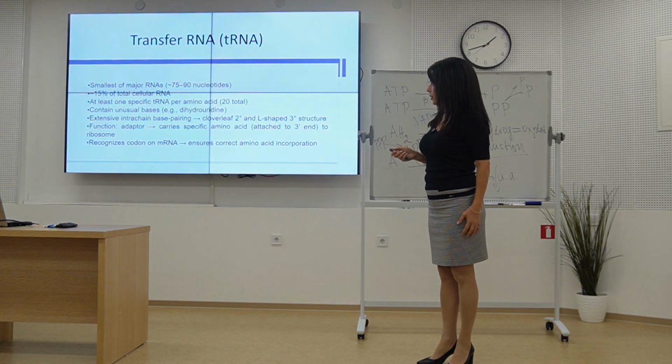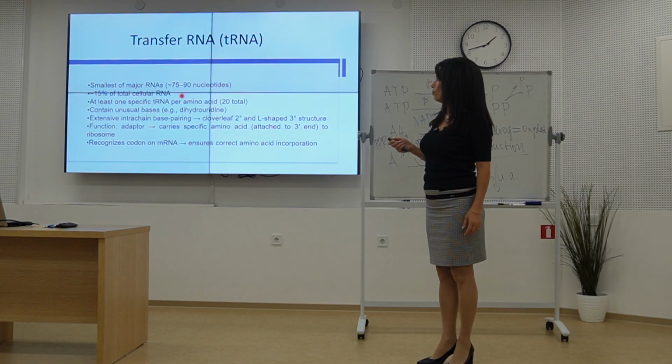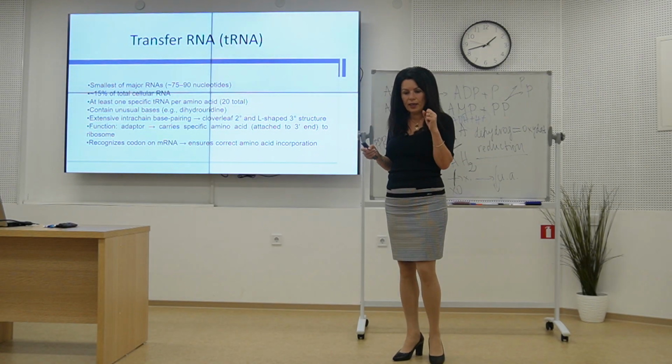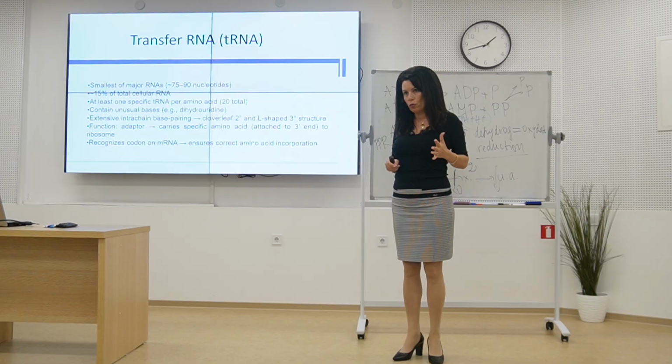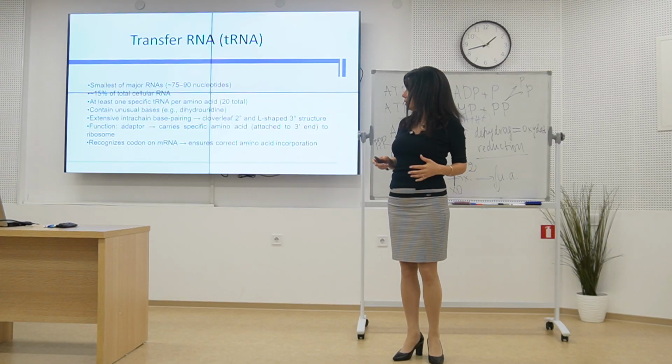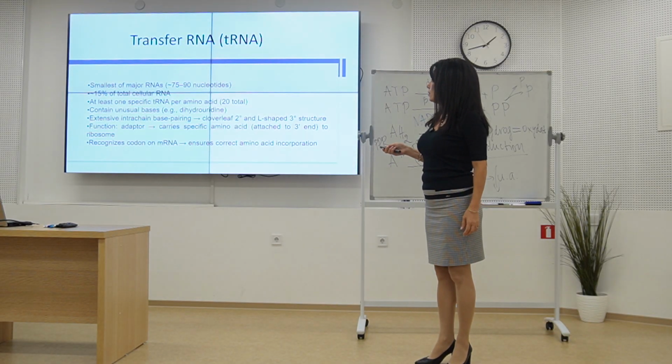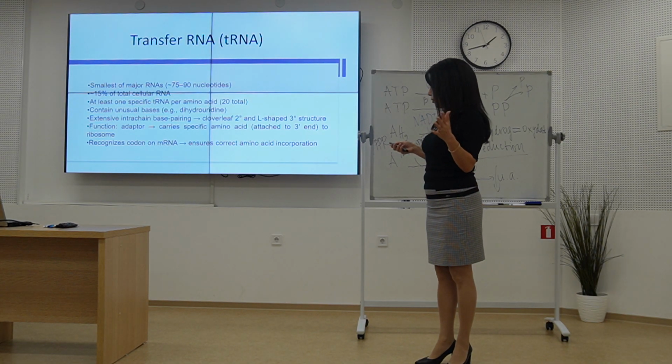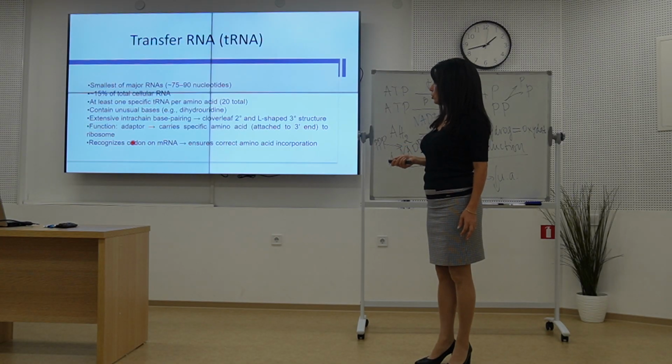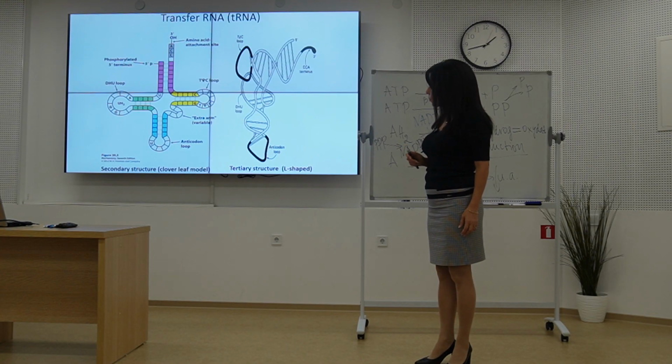The transfer RNA, students, has at least one specific tRNA per amino acid. The most important thing is that in tRNA there are many modified bases, by the way, which means methylated bases, a lot, and the function is that they carry specific amino acids and recognize the codon on mRNA. And this is the interesting secondary structure, the cloverleaf model with different loops.